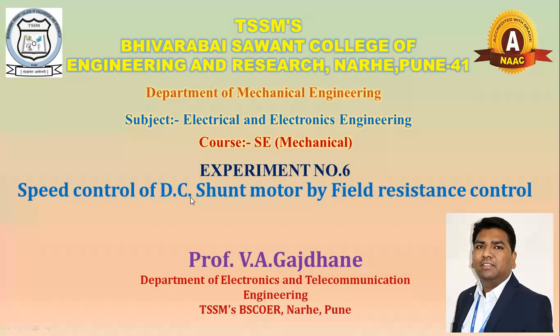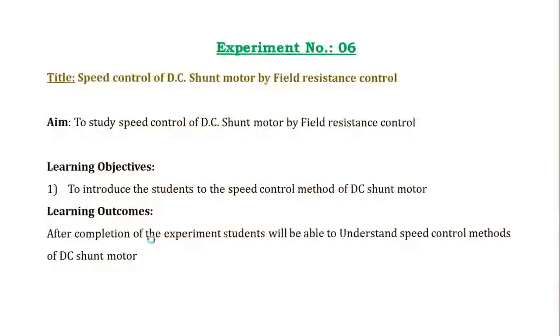Today, in this video series, we are going to conduct experiment number 6. The name of experiment number 6 is speed control of DC shunt motor by field resistance control. Okay, means by controlling the field resistance, we can control the speed of the DC motor.